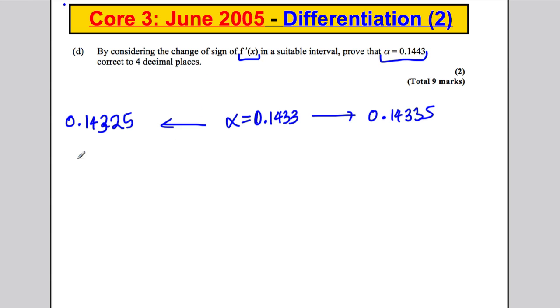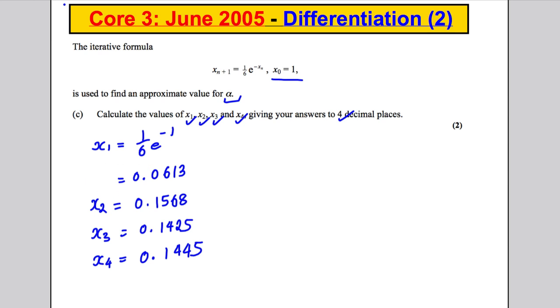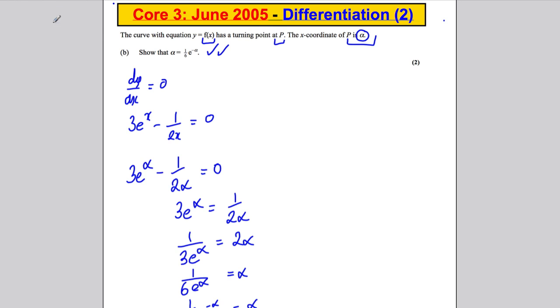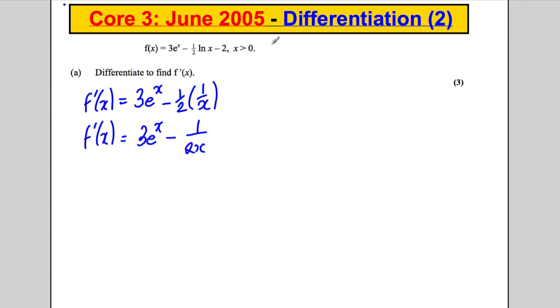And what you do is you work out f dashed of 0.14325, and you're going to work out f dashed of 0.14335. So you're going to sub it back into f dashed, and f dashed is this here.